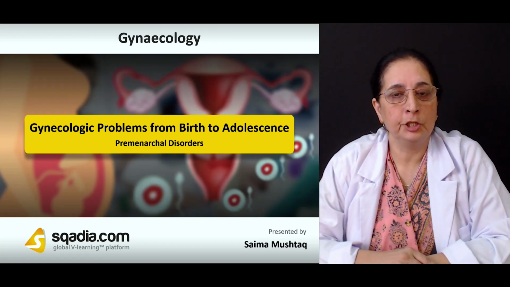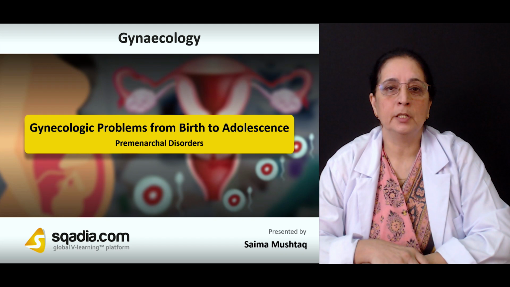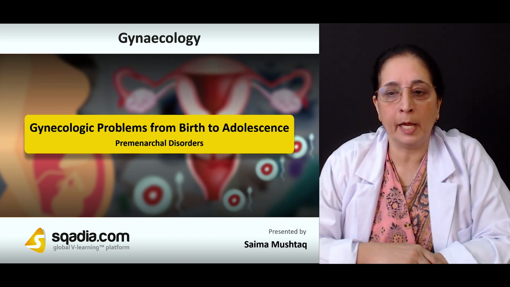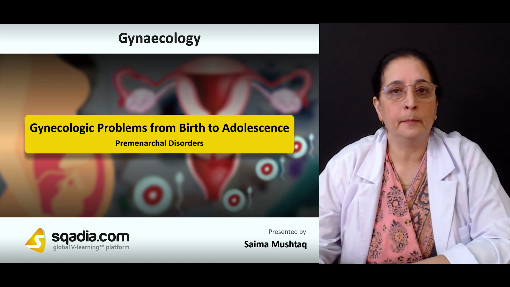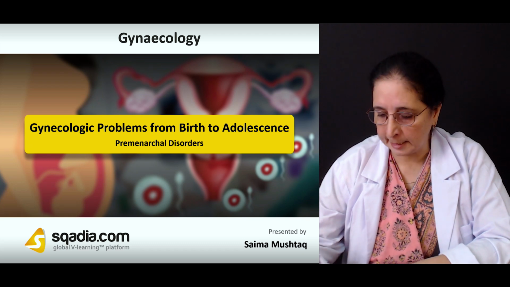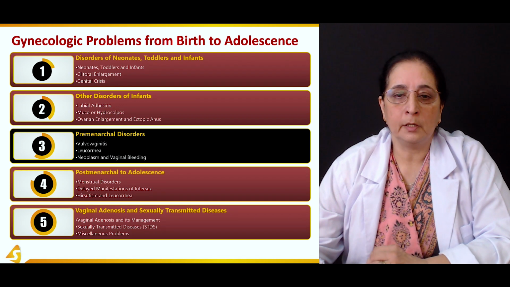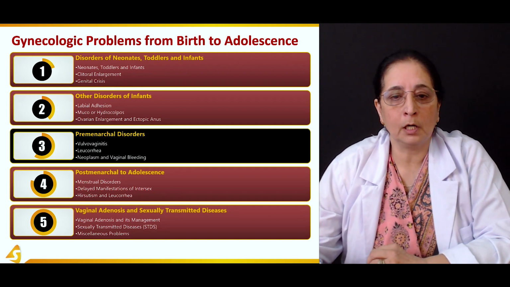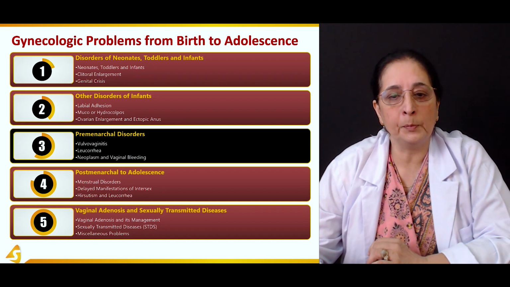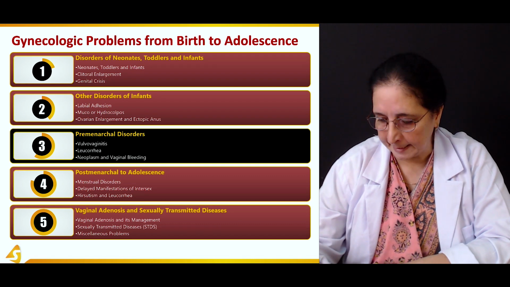In the third section of our lecture, Gynecological Problems from Birth to Adolescence, we will talk about some premenarchal disorders. In this section we will talk about vulvovaginitis, leucorrhea, and also neoplasm and vaginal bleeding.